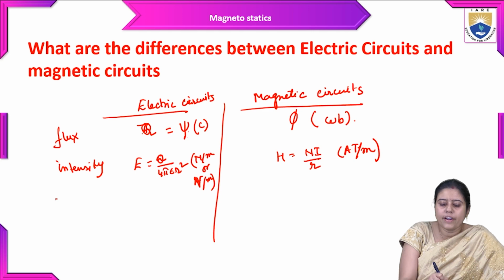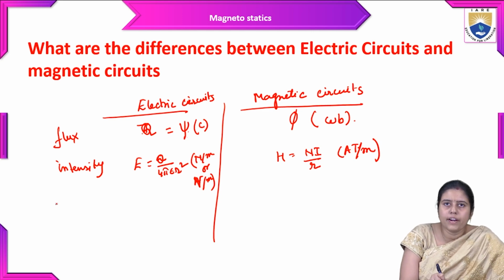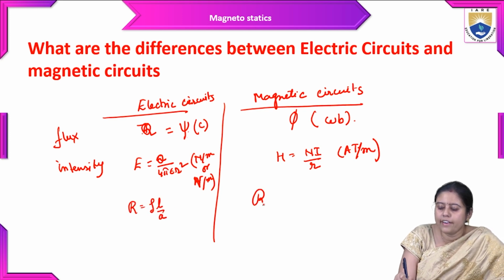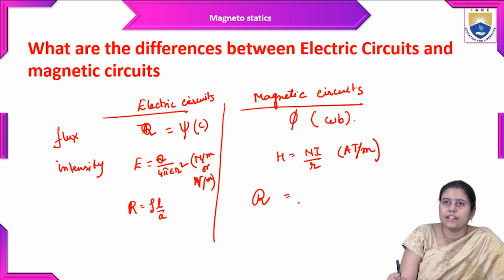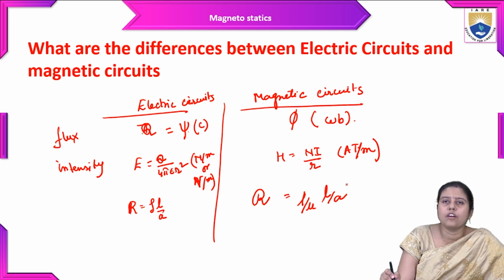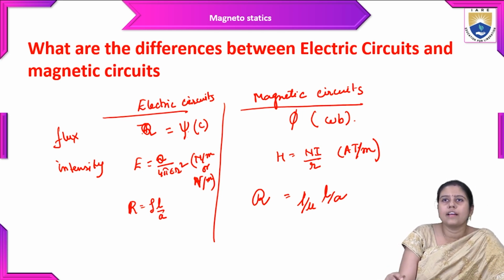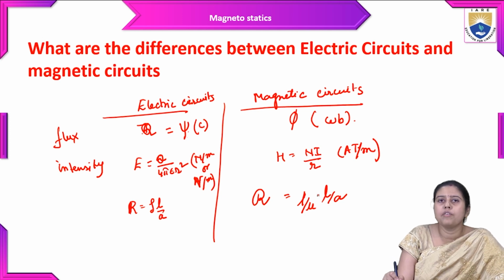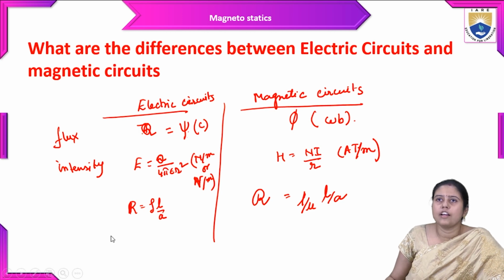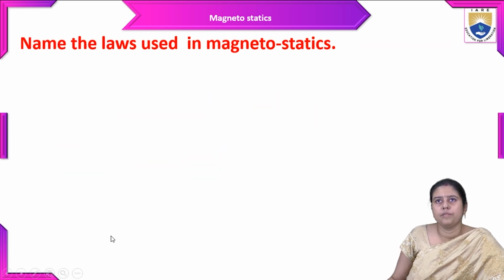Next, we can compare the resistive property. Here we can write R is equal to rho L by A. For magnetic circuits, we have the reluctance, which is like the resistance. Reluctance is equal to 1 by mu times L by A. Next, in the case of electric circuits, the current will flow, but in the case of magnetic circuits, the flux will flow. So these are the basic differences between electric circuits and magnetic circuits.